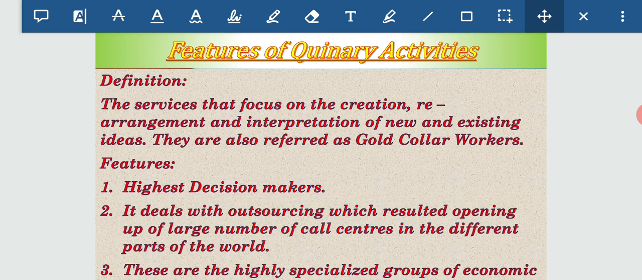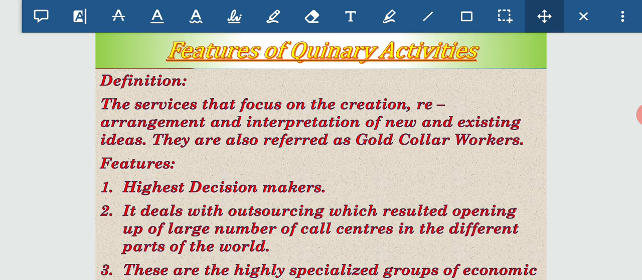That means they are the supreme of the lot of the knowledge sector, and that is why they are designated as gold collar workers. Now what are their features? They are the decision makers, the highest decision makers. Just to give a best example, Professor Amartya Sen makes the policy for the economy, so he comes under the category of the quinary people. It deals with outsourcing. I am going to discuss what outsourcing is afterwards. I am just proceeding with the features.